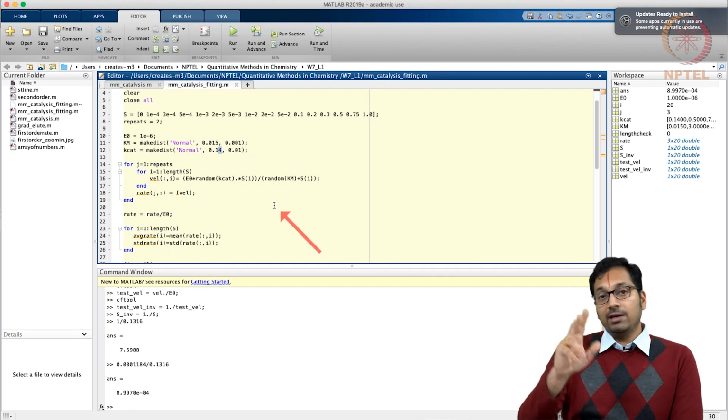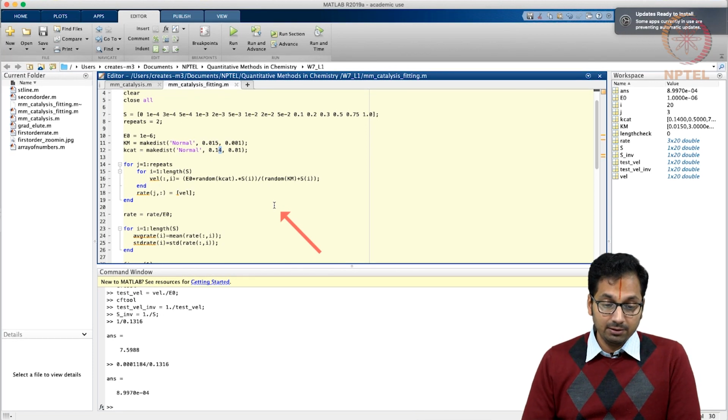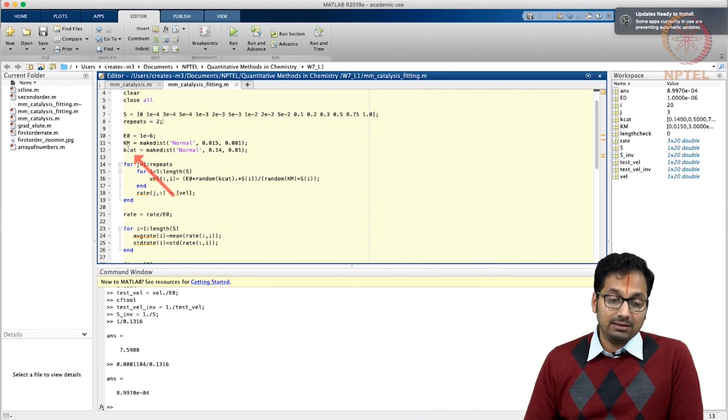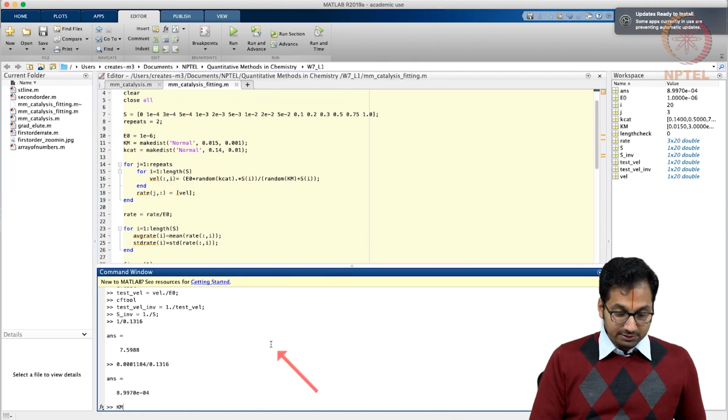We can assume that purely Km and Kcat can be randomly varied, and then we are repeating the simulation the same way, just that here j goes from 1 to the number of repeats. Let's say you are repeating this experiment 2 times. Now this protocol will be repeated twice, where the rate of this reaction is calculated as E naught star random value of Kcat. So basically, let's try to understand what this random distribution is.